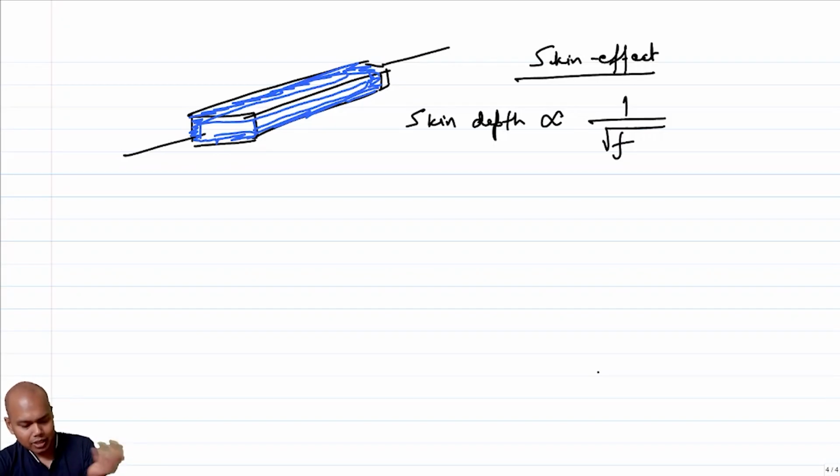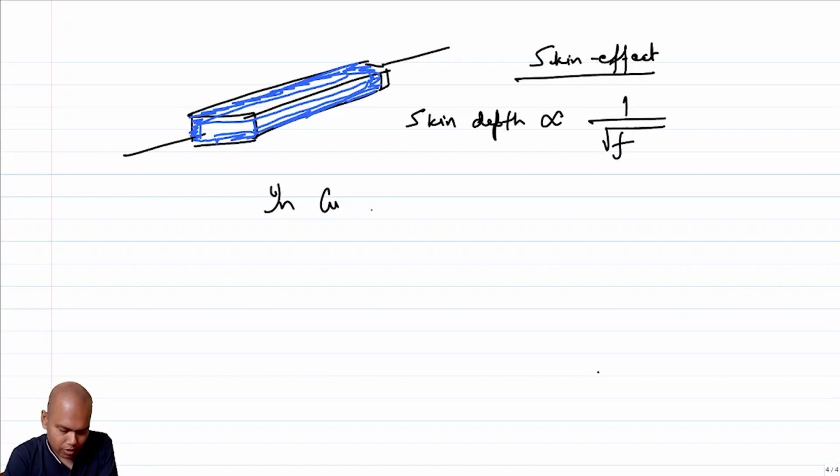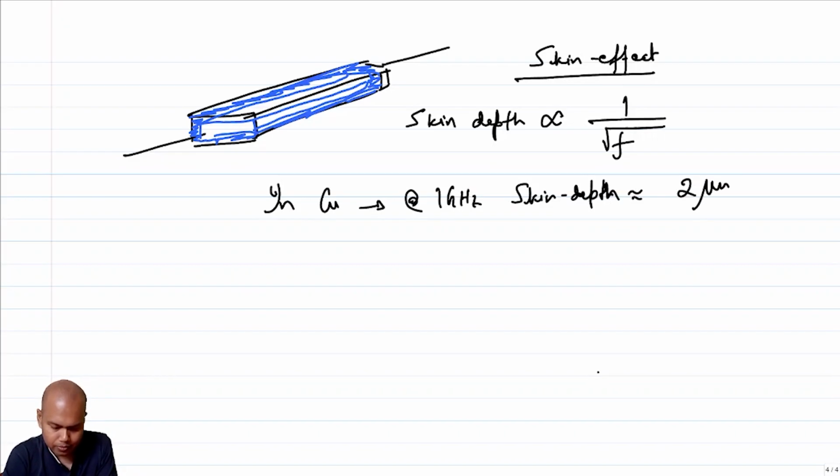So it doesn't really matter that you keep increasing W, even though the static model of resistance tells us that the total resistance can be reduced by reducing the number of squares. At high frequencies, the skin depth can start dominating. A typical skin depth in copper at 1 gigahertz is approximately 2 micrometers.